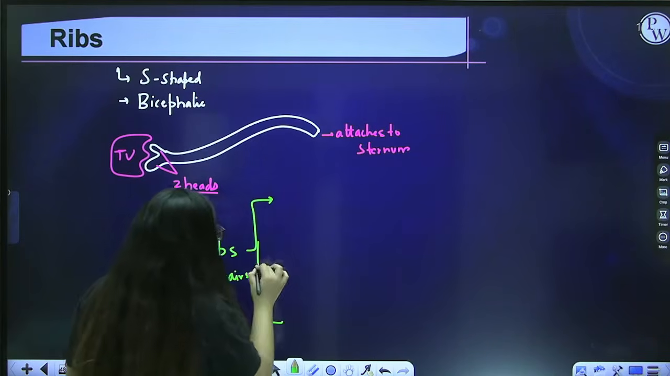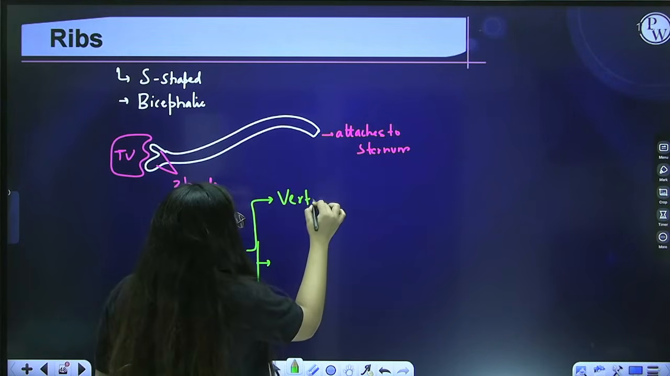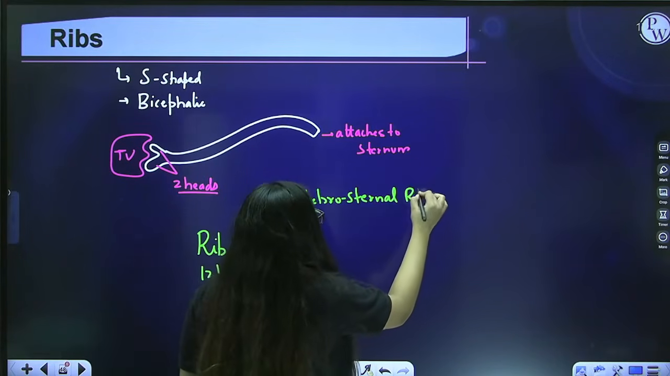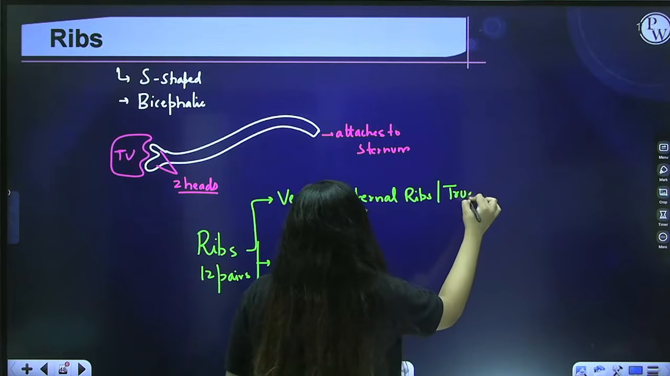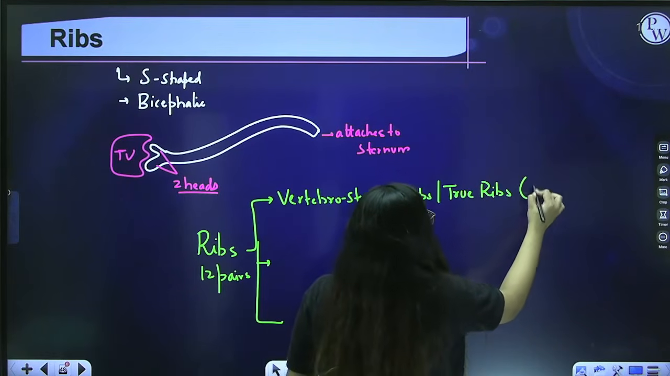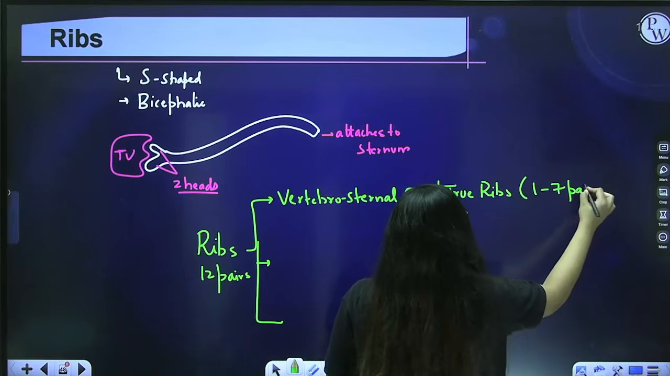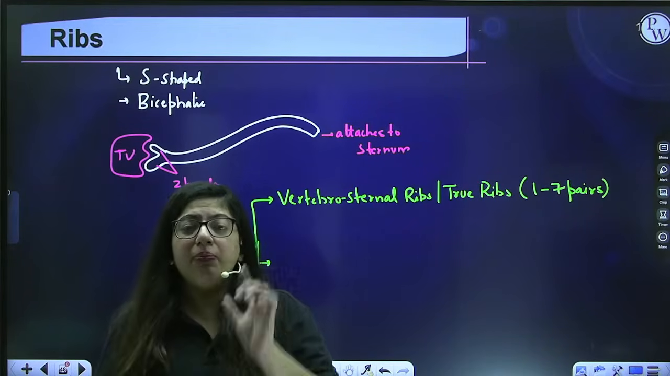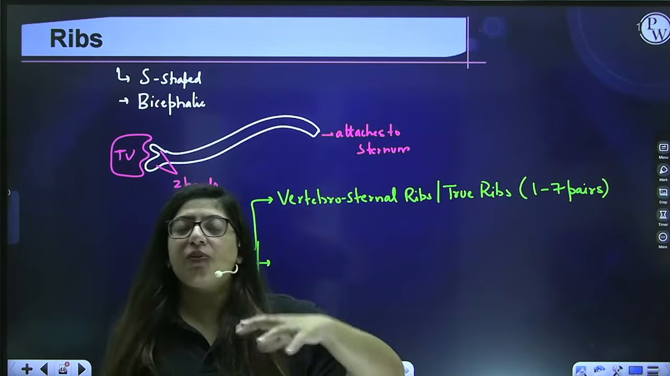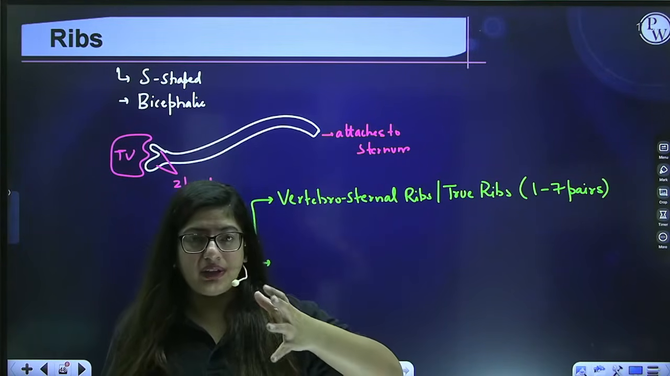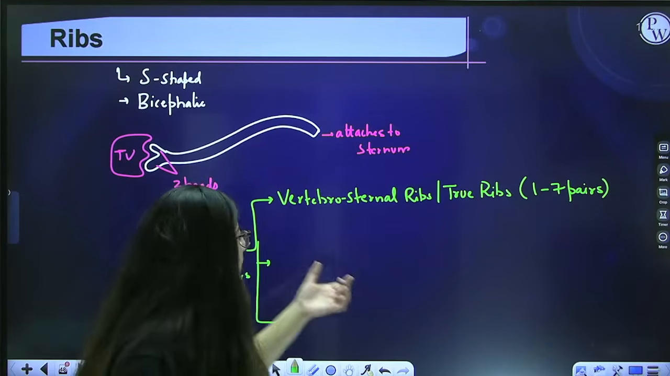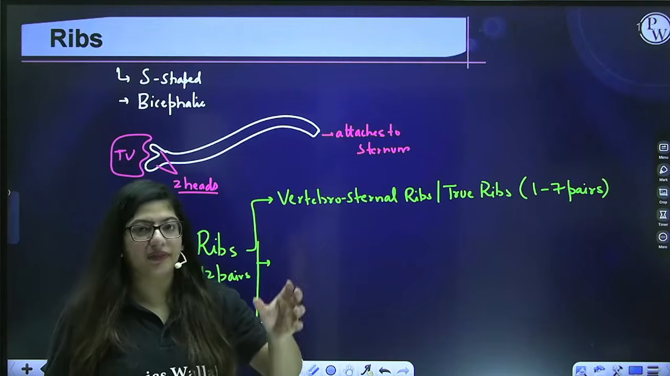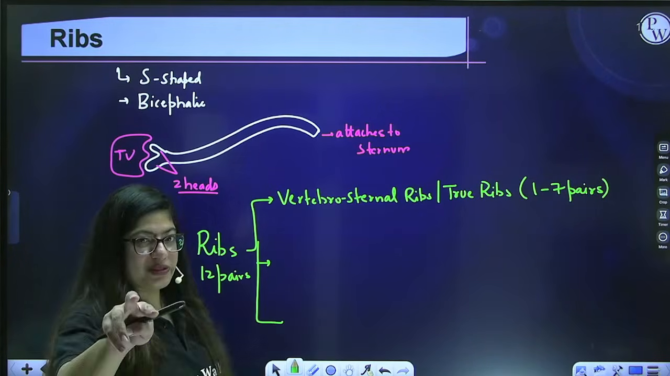We have three types of ribs. One are vertebrosternal ribs, also known as true ribs. The first seven pairs of ribs are vertebrosternal ribs. Why? Because we say the rib cage is formed by thoracic vertebrae, the ribs and the sternum, right? Okay, I will explain why they are vertebrosternal. Let's just see what the various types are first. So you have to keep some suspense.